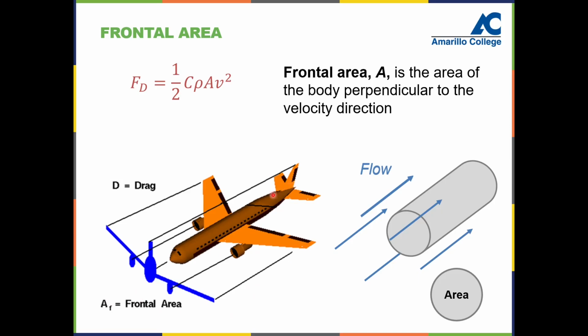If we projected this airplane onto a plane that was perpendicular to the flow, we would have this area. So for example here, if we have a cylinder and the flow is parallel to the length of that cylinder, the frontal area is just going to be a circle.